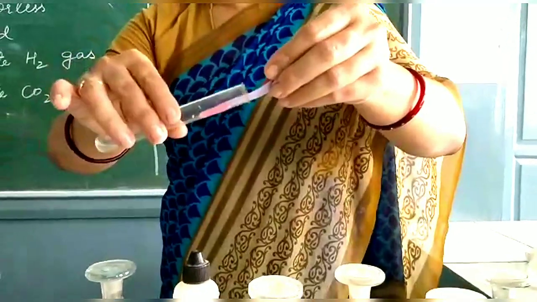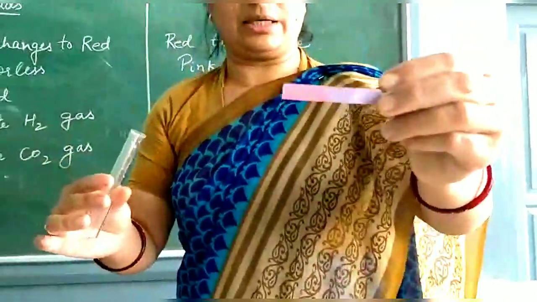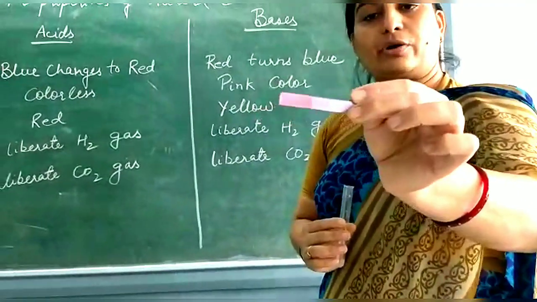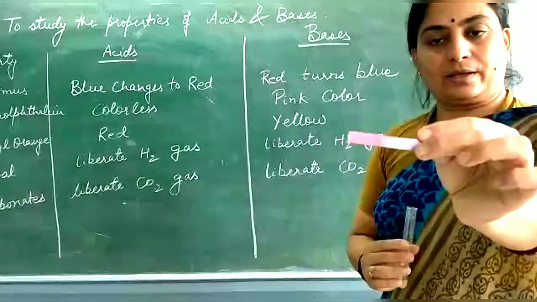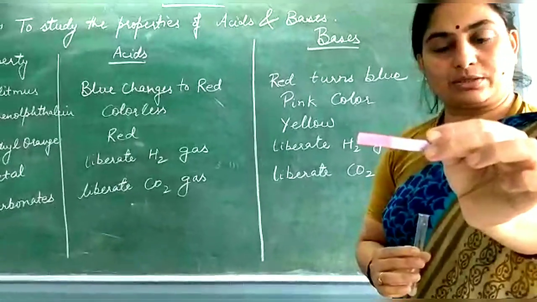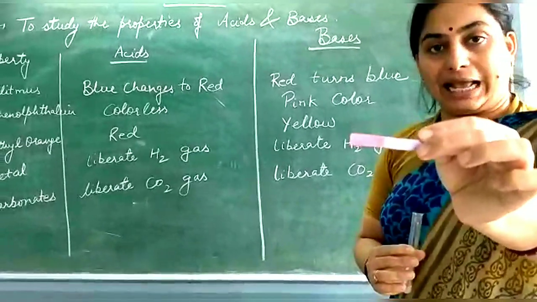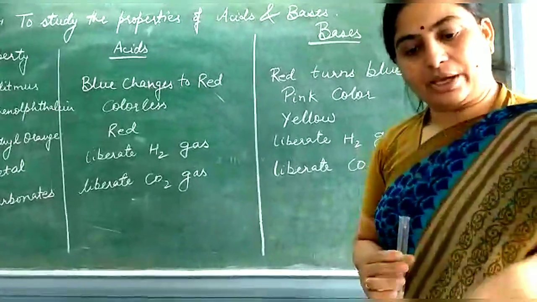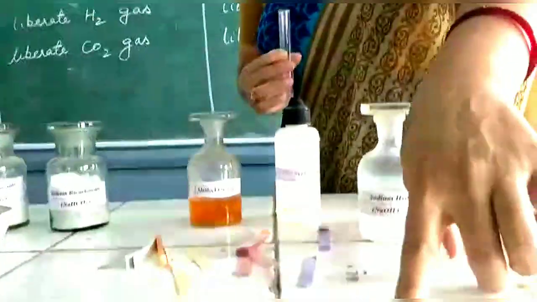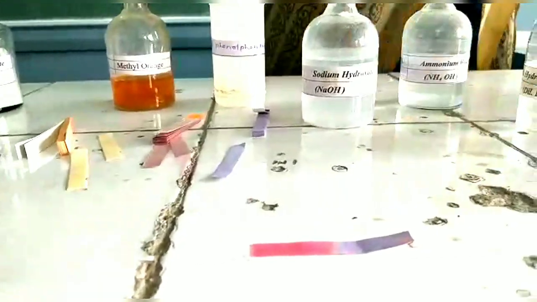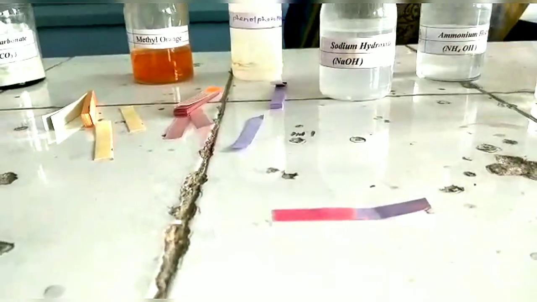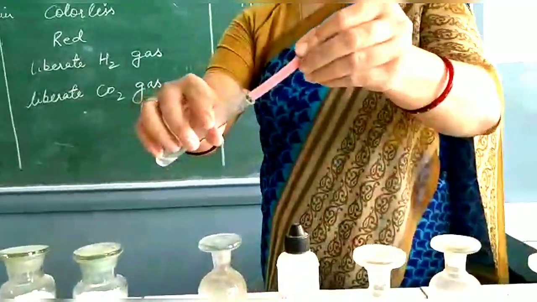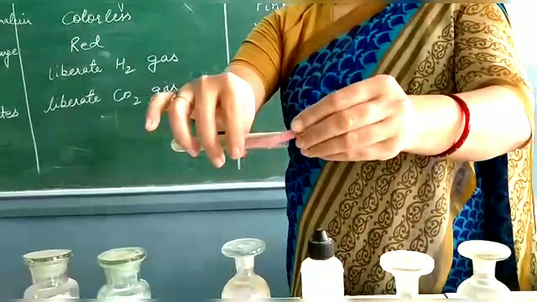Okay, and can you see a color change? This is the change in color from blue to red. Earlier it was blue litmus, and now after adding acid to it, it changes to red. You can see I'm putting it on the white tile so that the color can be visible easily. Now I'm taking red litmus and adding acid to it.